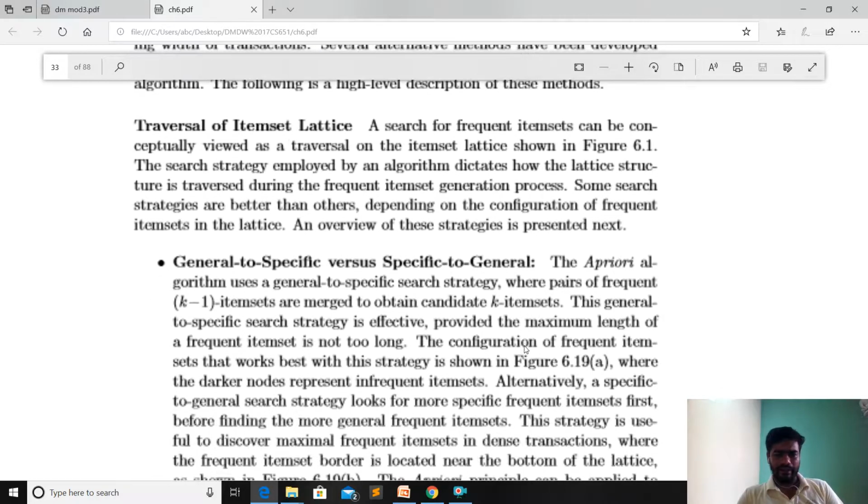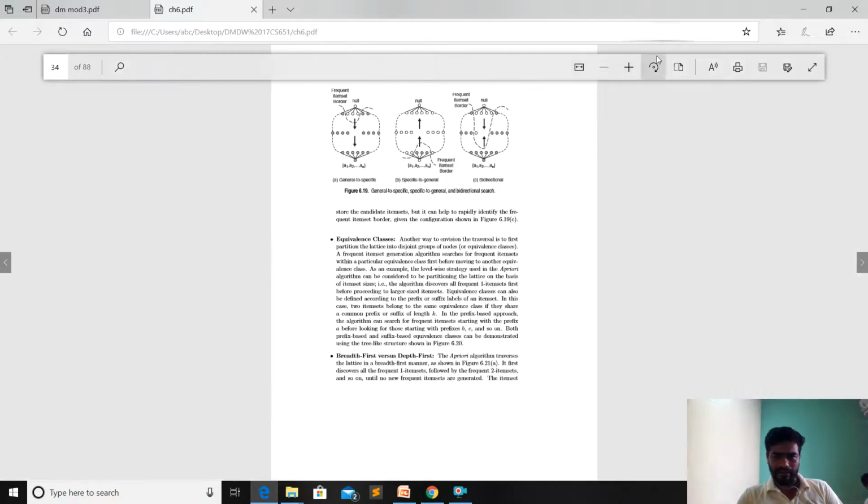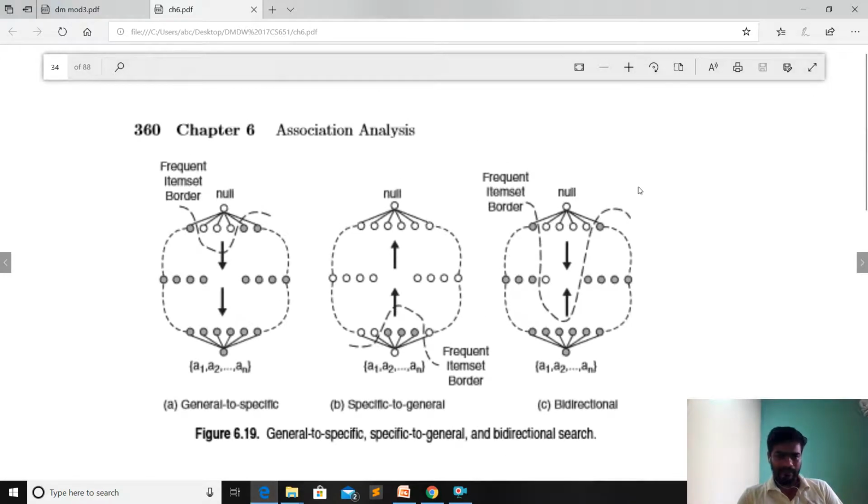Then coming to the next one, traversal of the item set lattice. A search for frequent item sets can be conceptually viewed as a traversal on the item set lattice. That means we search for frequent item sets either from the top of the lattice structure or from the bottom of the lattice structure. So we have 3 methods: one is general to specific, the second one is specific to general, and the third one is bidirectional.